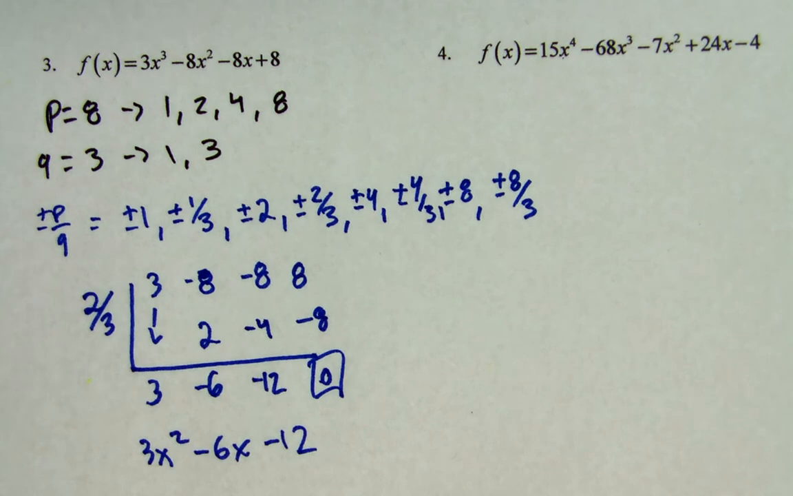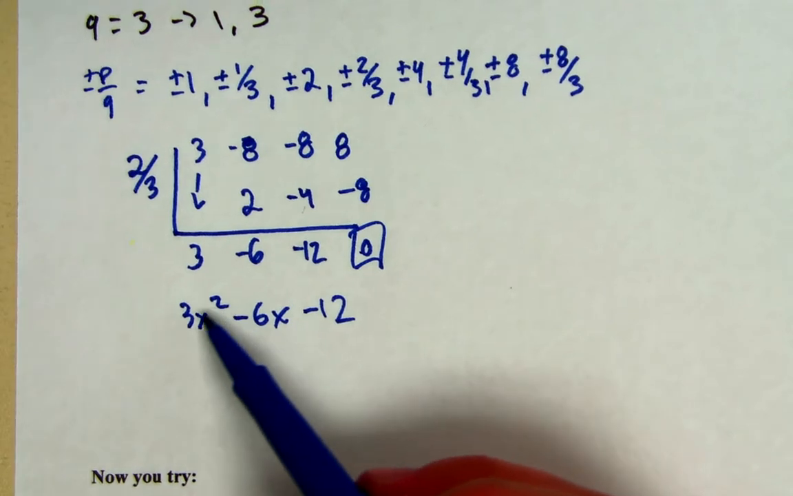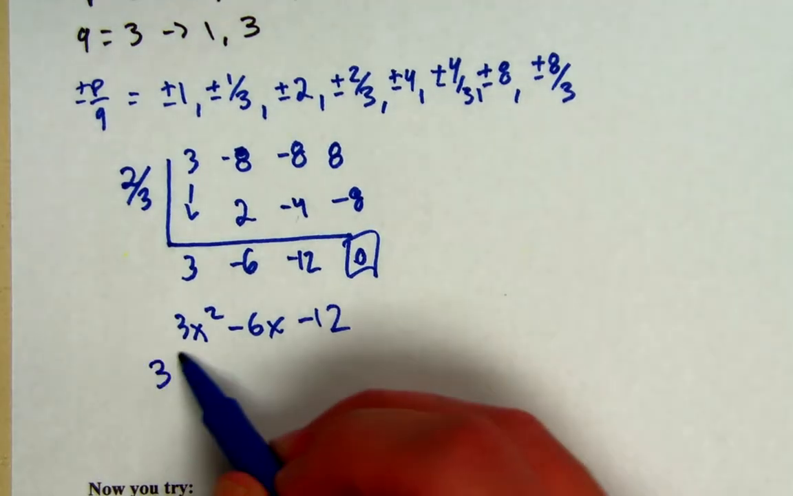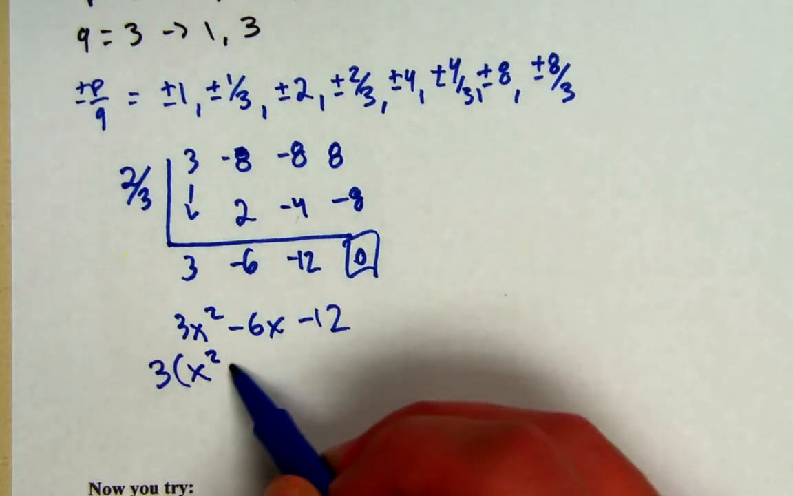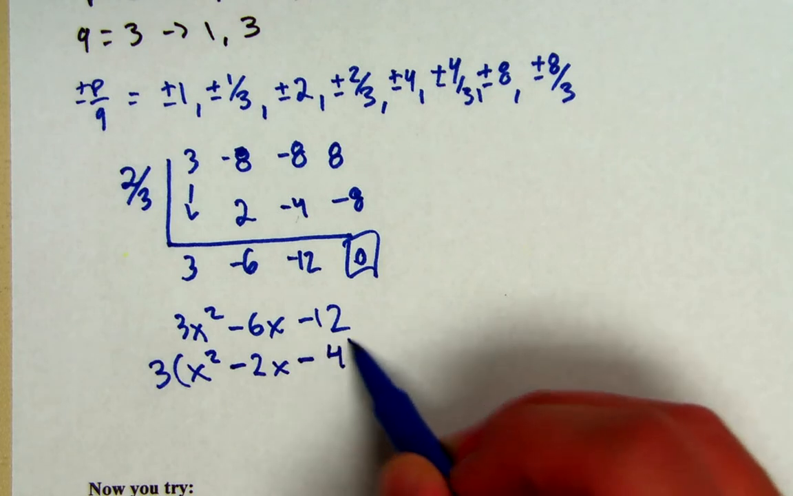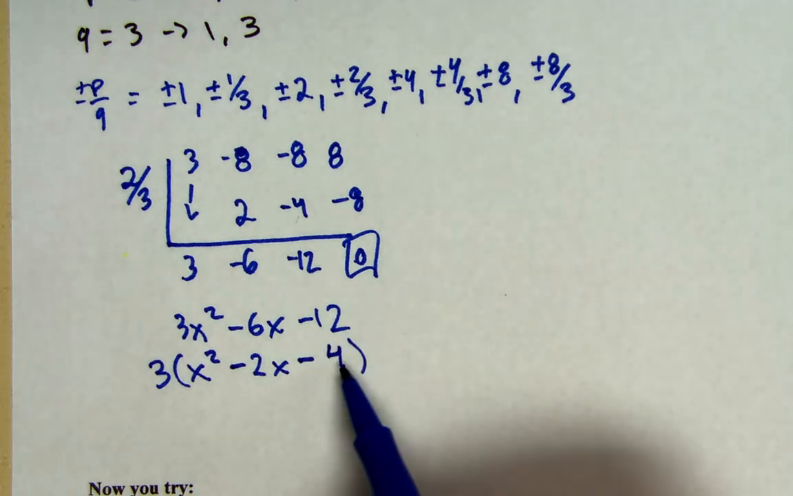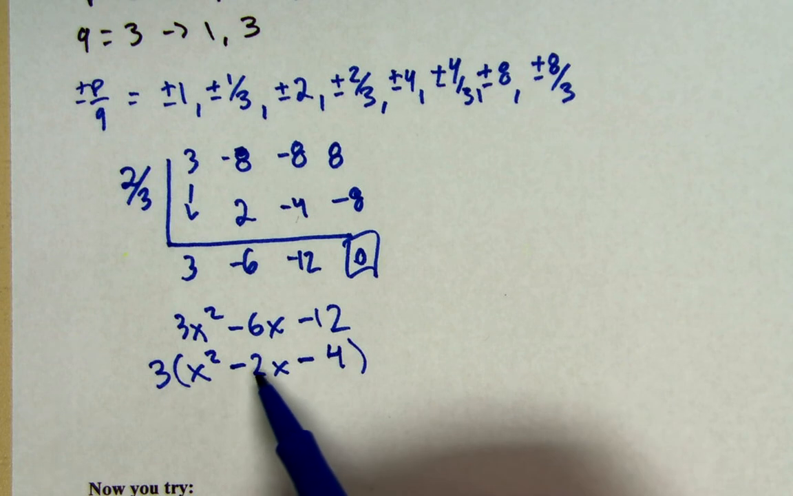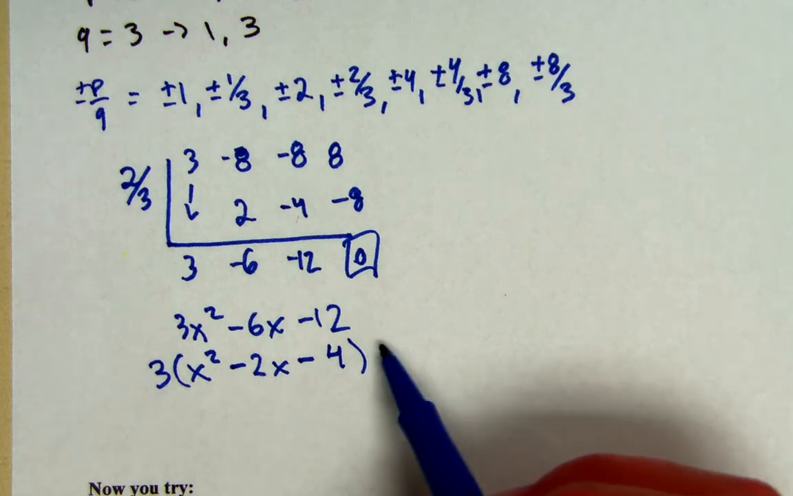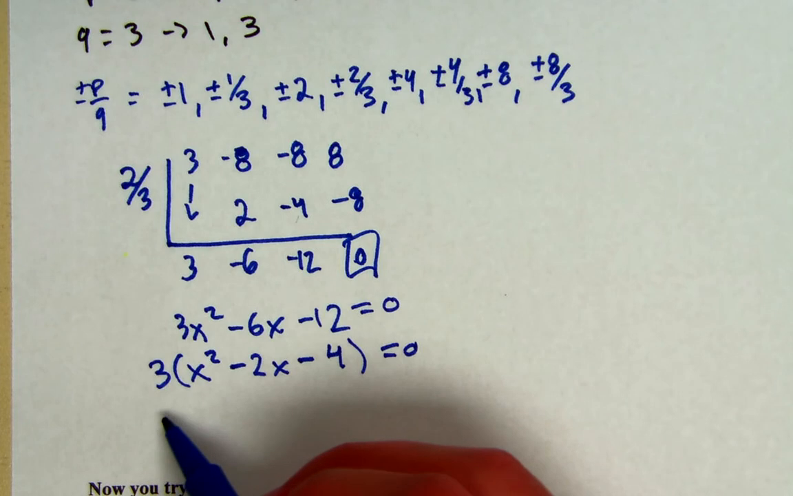So at this point, I've got to start thinking, do I want to factor this? What do I want to do here? Well, I see these all have a common factor of 3, so let's take that out and see what happens. Minus 2x and minus 4. So can I get two numbers to multiply to -4 and add to -2? I don't think I can. So let's use the quadratic formula.